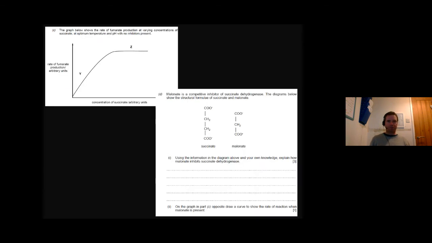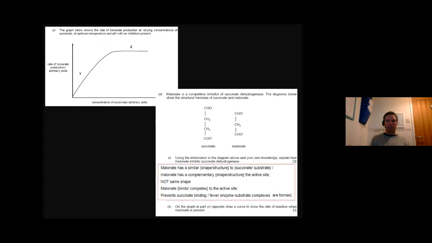I'm going to leave this one. I'll give you a couple of seconds to do it yourselves, and then I'll put up the mark scheme. We're going to see a similar thing to what we've had. So similar shape, it's complementary. There is the competitive inhibitor again. It asked then about a graph, what you draw to show the rate of reaction when malonate is present, which is similar to the question you've just seen.